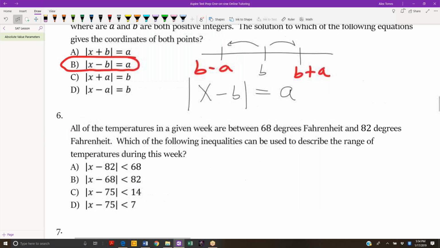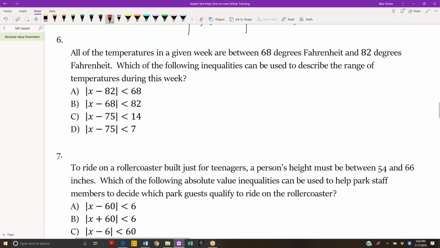Going to our next problem. Now we're talking about a range, because we're not talking about numbers that are exactly a certain number away from the center number. We're talking about a range, numbers that are between 68 and 82. So this is a little more like our original explanation here. But let's just go ahead and imagine what this looks like.